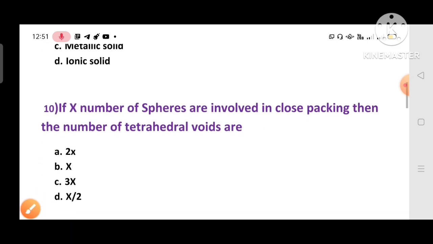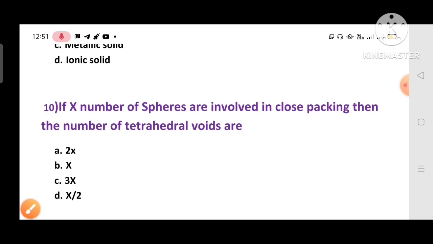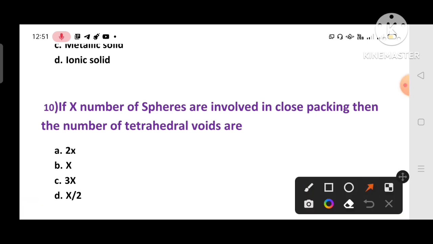Next question, if x number of spheres are involved in close packing, then the number of tetrahedral voids are, option A 2x, option B x, option C 3x, option D x by 2. And the right answer is option A 2x.